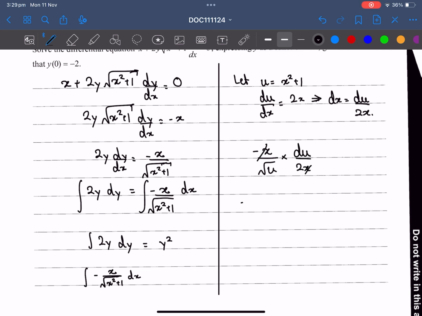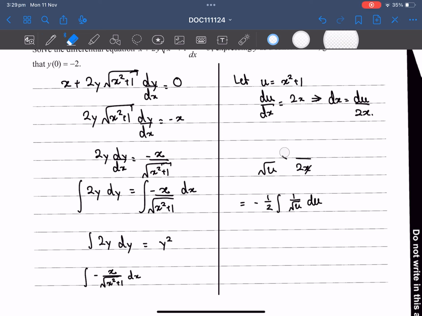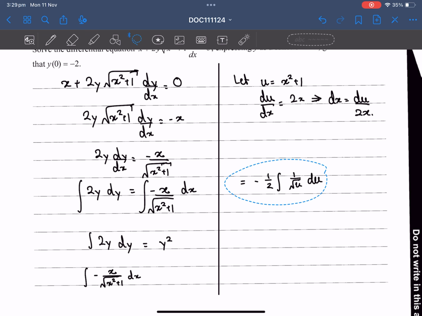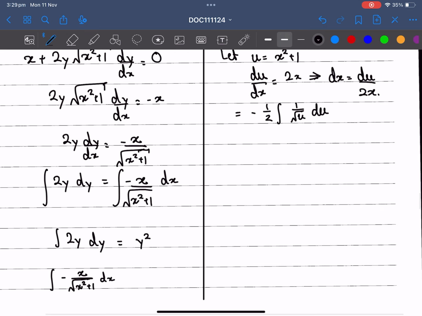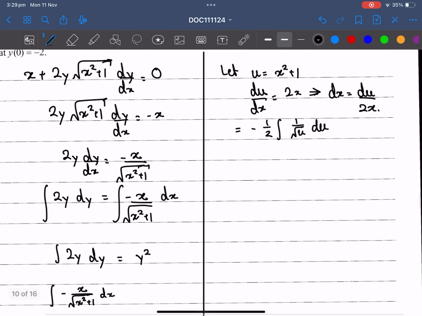So now I can simply write, equals -1/2 integral of 1 over root u du. But don't include this step because that's like multiple variables, so you may get penalized for wrong mathematical notation. Okay, now we'll just integrate this.